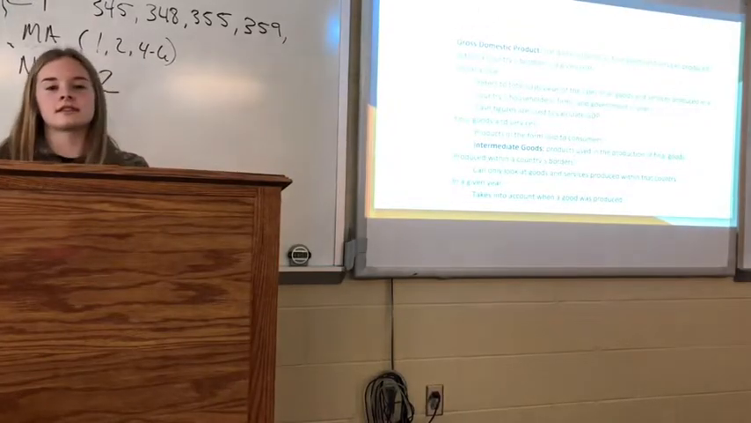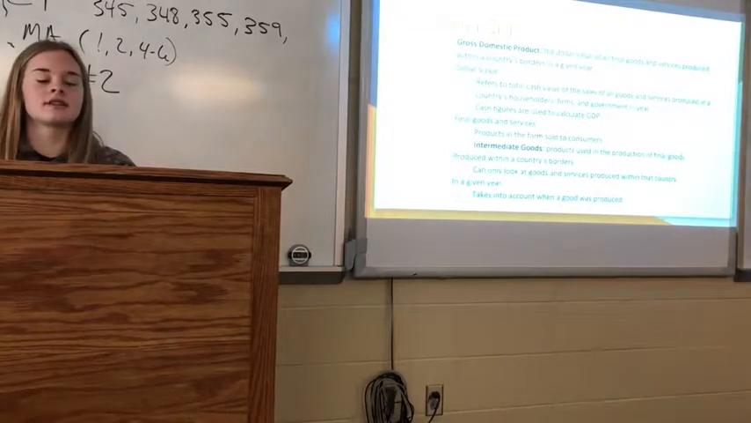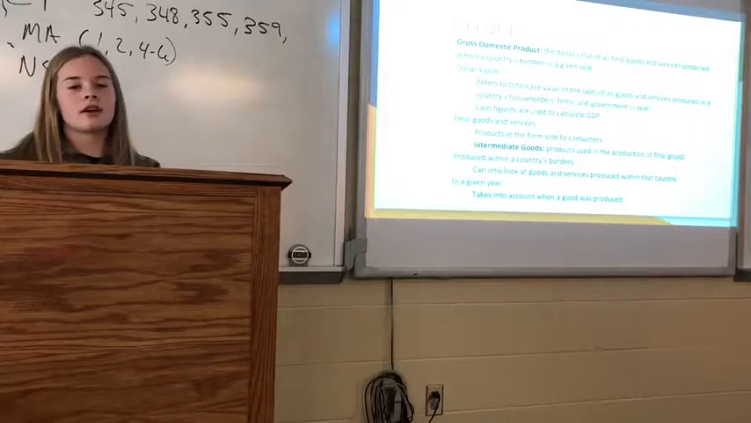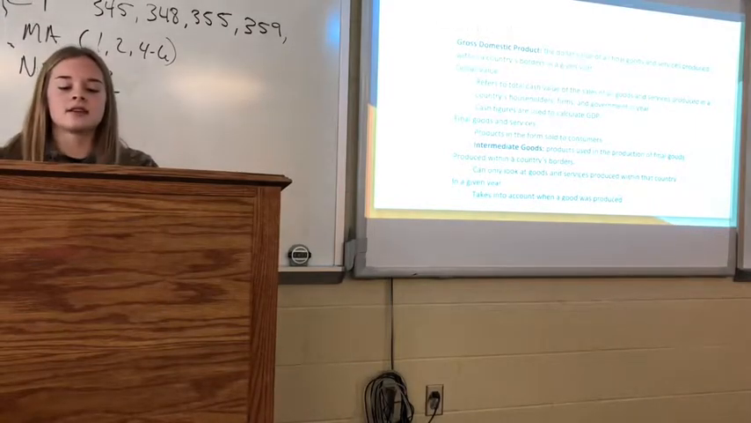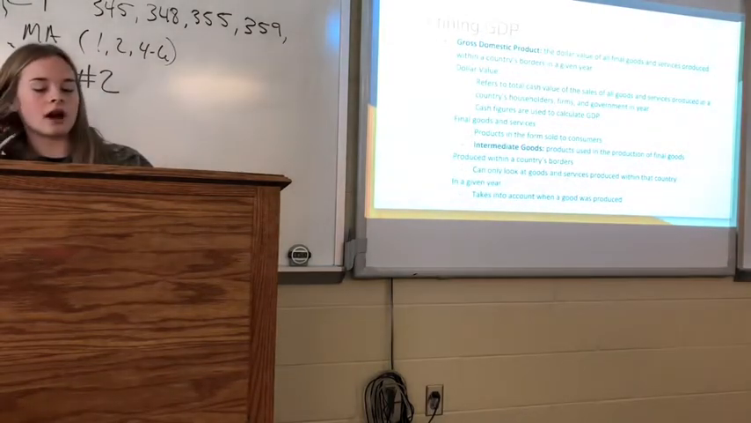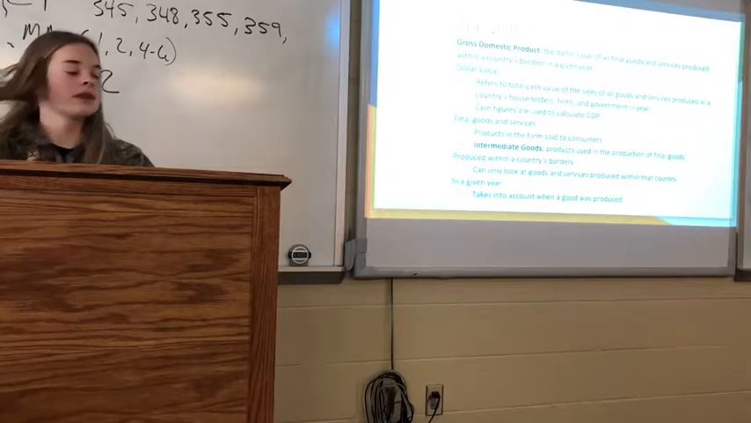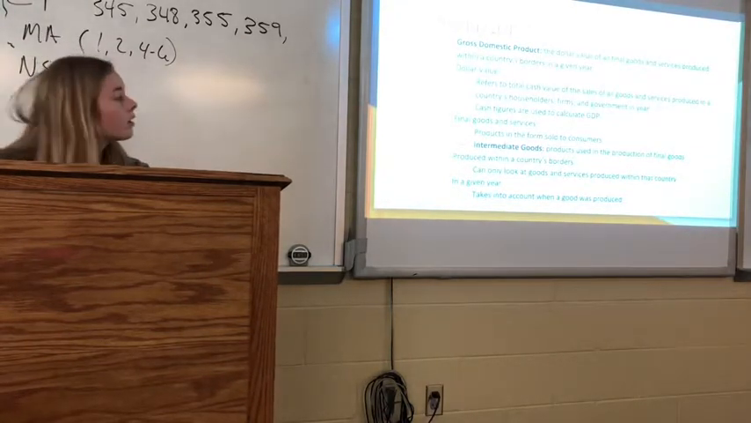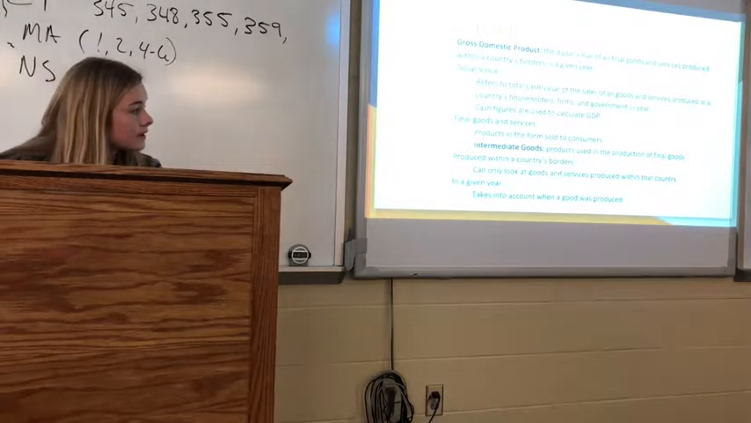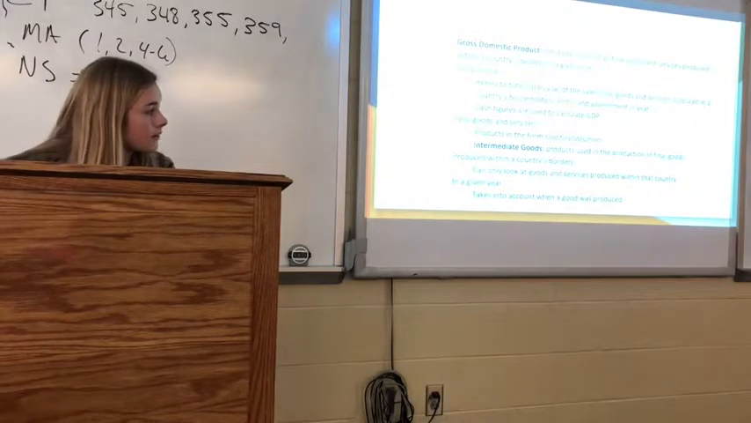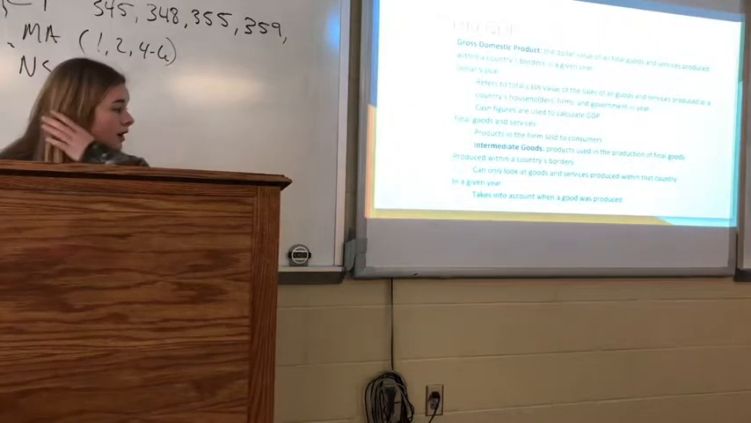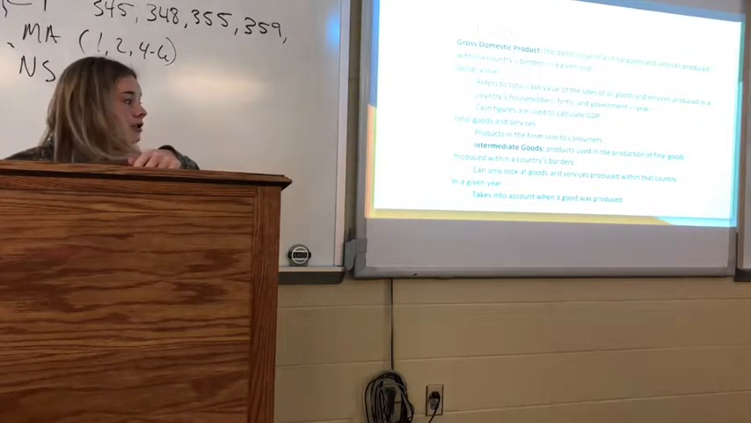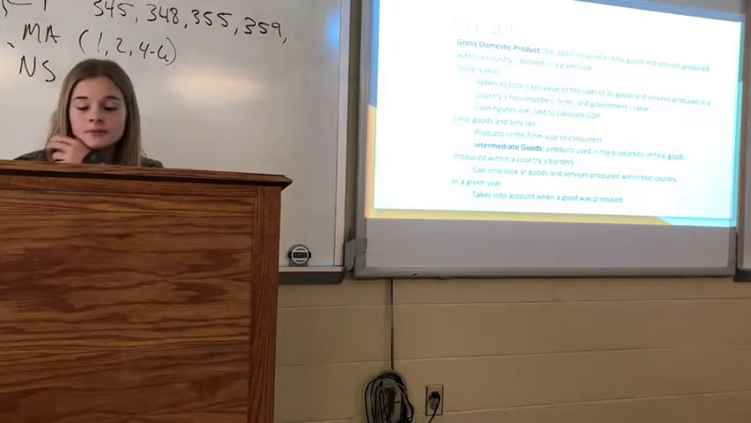Since there are different quantities of goods, like oranges and computers, they're all sold at different prices. So the economists figure out the average prices of these items and total the number sold during the year. Final goods and services are products in the form sold to customers, and one of them is intermediate goods, which are products used in the production of final goods.